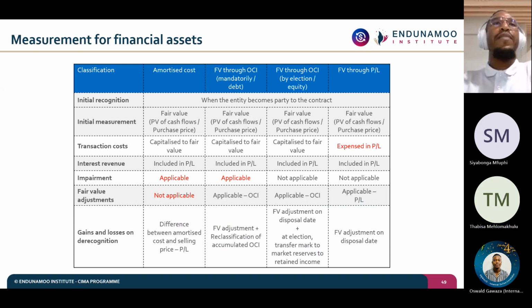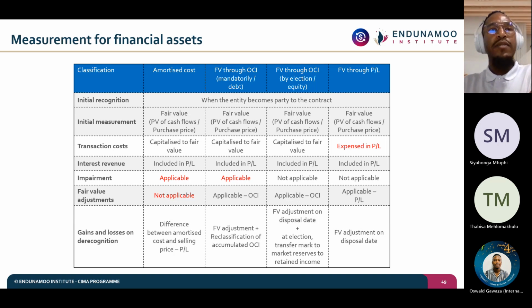You're most welcome. Then here's a quick schematic of how we measure financial assets. Let's start off with amortized cost. Looking at the column for amortized cost, at initial recognition, you recognize the financial asset when the entity becomes party to the contract. That is, when the entity and the other party come to a meeting of minds and both parties agree to the terms of the contract.